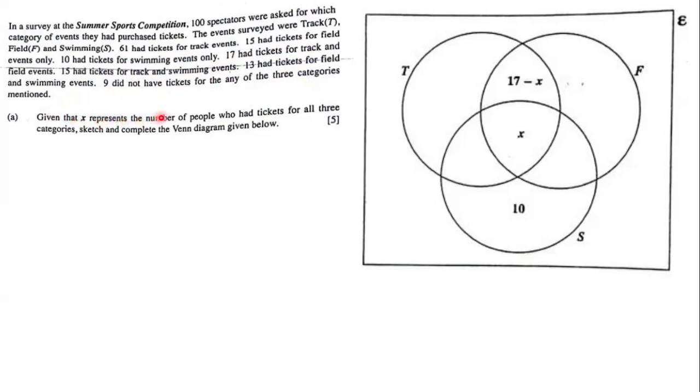Given that X represents the number of people who had tickets for all 3 categories, sketch and complete the Venn diagram given below. And so here we have this Venn diagram, and our goal is to complete it. Notice that they said that 9 did not have any tickets for any of the 3 categories mentioned. And so we put 9 on the outside of the 3 circles.